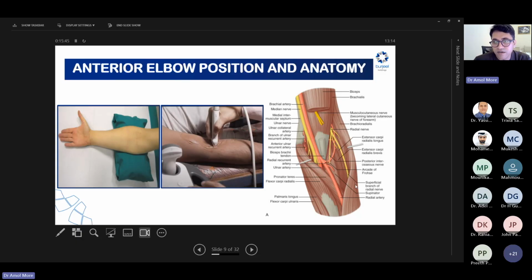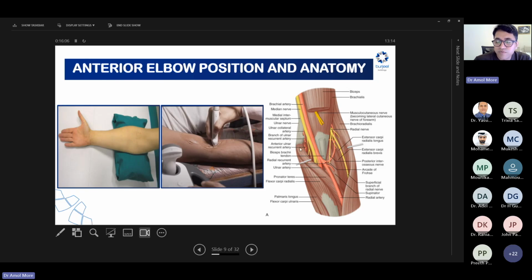So what we see in the anterior aspect of the elbow, this is the anatomical diagrammatic representation, in which on the medial aspect we see the median nerve and the brachial artery. On the lateral aspect we see the radial nerve and its divisions. Then we see the brachialis muscle, and we see the distal aspect of the biceps.